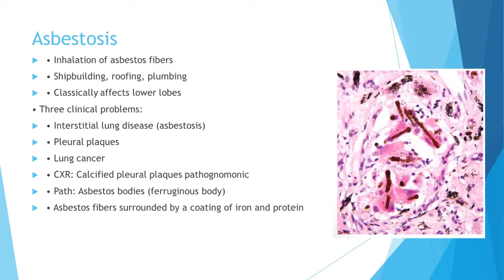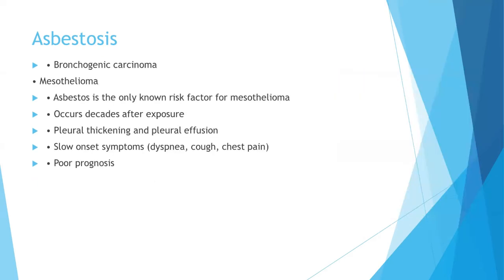There are three clinical problems occurring in patients with asbestosis: interstitial lung disease, pleural plaques, and lung cancer. On chest X-ray, we can see the calcified pleural plaques, which are pathognomonic of this disease. In histopathology, we can see asbestos bodies or ferruginous bodies. This picture is very important, and you can diagnose asbestosis based on it and save time in the examination. The asbestos fibers are surrounded by a coating of iron and protein, and these are called asbestos bodies.